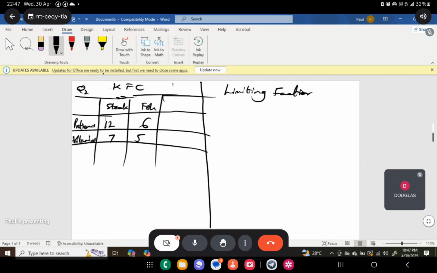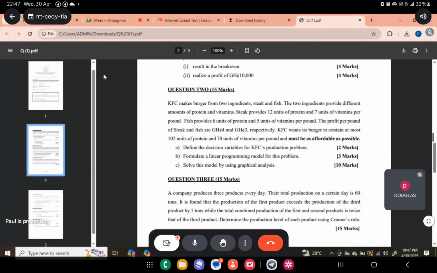So they said that KFC produces two ingredients, steak and fish. And this is how we illustrate it. Now, read the question. You will see in the paragraph here that the profits per pound of steak and fish are 4 cedis and 3 cedis respectively. Please, profit is not what we are looking for, but it is necessary.